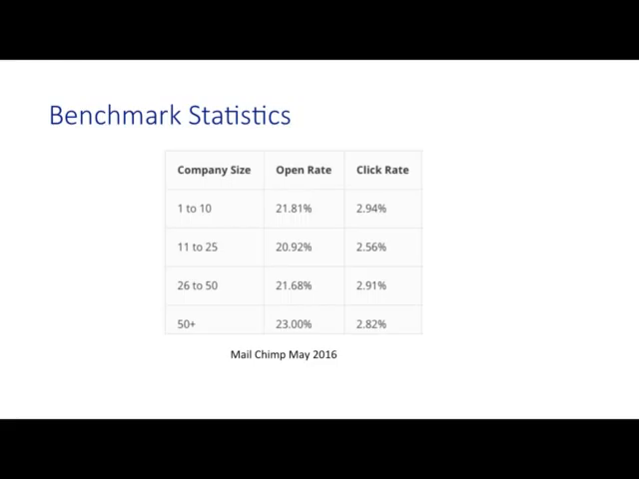So here's some benchmark statistics on open rates and click-through rates. This is from MailChimp May 2016. There is a link in your notes that will take you through to the page on the MailChimp website, which will actually break this down by industries. But I have just pulled out those statistics by company size. So you can see there that the open rate sort of varies between 20 and 23%, and the click-through rate sits around an average of 2.5%. So those are good things to bear in mind, or even to compare against your current email marketing statistics, so you can see how successful your efforts are.